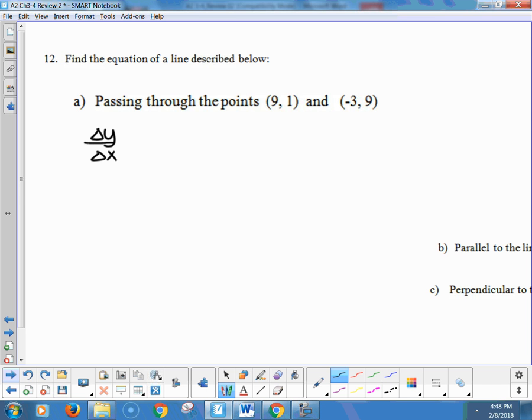So taking a look at my y values, I went from 1 to 9, and that is a distance or a change of 8. And taking a look at my x's, I went from 9 to negative 3, and that is a distance of backward 12. So I get a slope of negative 2/3. So there's my slope. So we can write y equals negative 2/3.